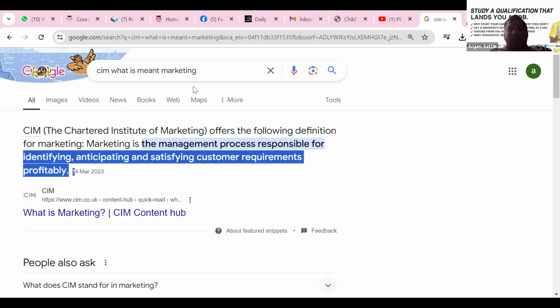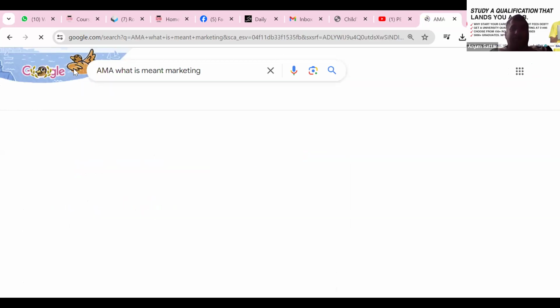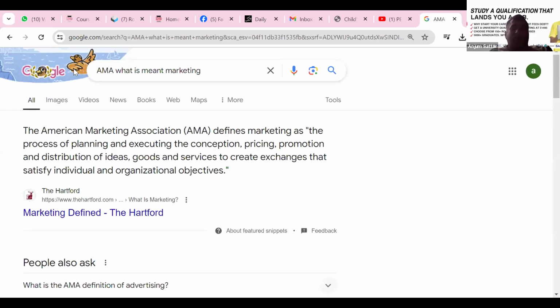According to the AMA, the American Marketing Association, it's the process of planning and executing the conception, pricing, promotion, and distribution of ideas, goods, and services to create exchanges that satisfy individual and organizational objectives. At the end of the day, anything we do, we have to achieve our objective. Objective means end result. Aims is what you do, objective is what you want to achieve. That's crucial.